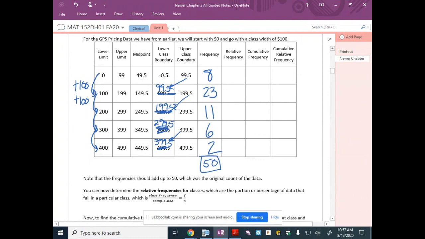Now, relative frequency is basically the class frequency over the sample size. So for this, we just divide 8 over 50 for 0.16, 23 over 50 for 0.46, 0.22, 0.12, and then 0.04. The total relative frequency should add to 1 or 100%. You could also give that as a percentage if you so desire.